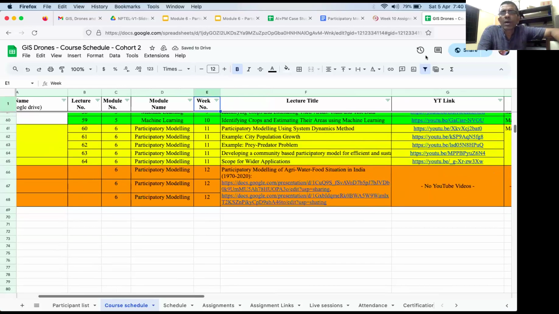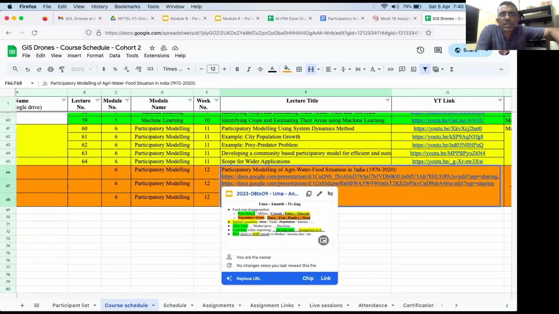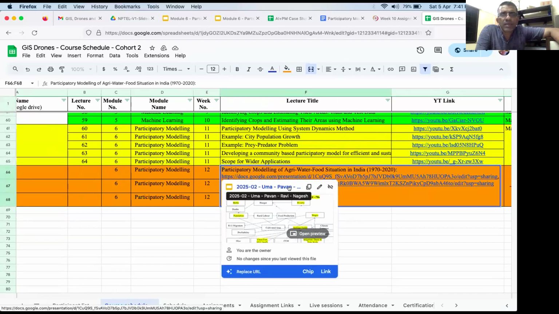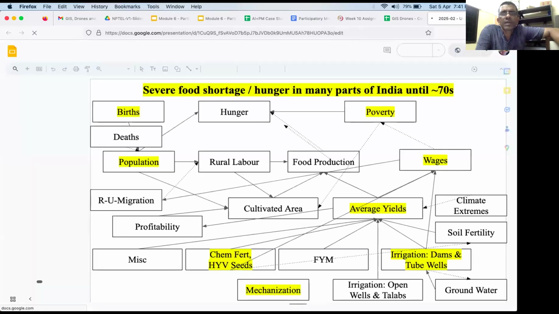Okay. So next week we want to take up participatory modeling of the agri-water-food situation in India, 1970 to 2020. This is what we want to model. And we tried modeling like this. Okay, before I lose it, I will do this, one second.